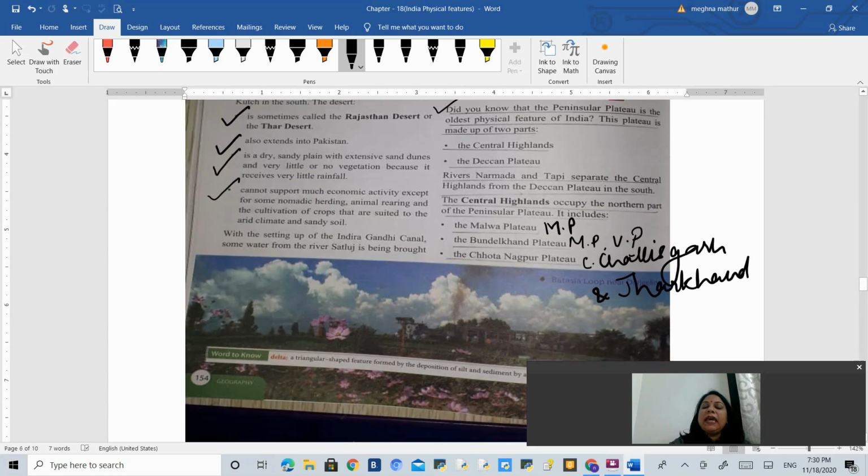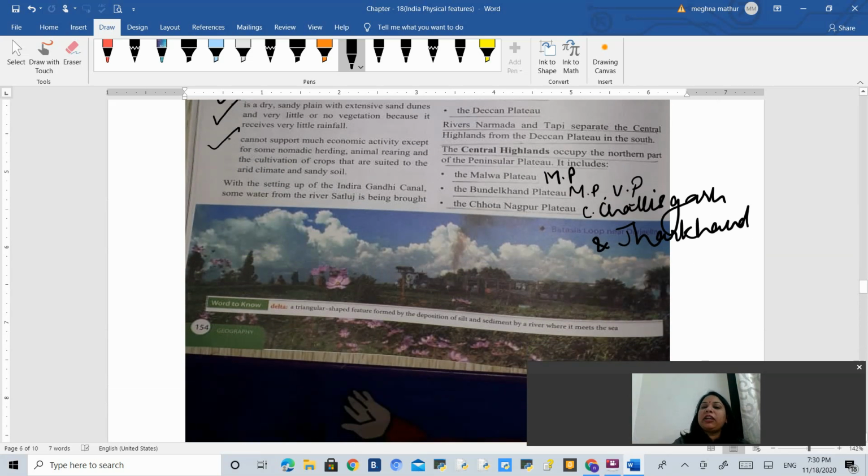Now let's study about the Central Highlands. Here you can see that the whole Central Highland is divided into three parts. The first plateau is the Malwa Plateau, which lies in Madhya Pradesh. Then if we go towards the eastern side, we will find the Bundelkhand Plateau, which is a small part in Madhya Pradesh and a small part in Uttar Pradesh also. If we go further, we will find the Chota Nagpur Plateau, which is in northwest Chhattisgarh and a certain part in Jharkhand also. All these plateaus comprise your Central Highland.